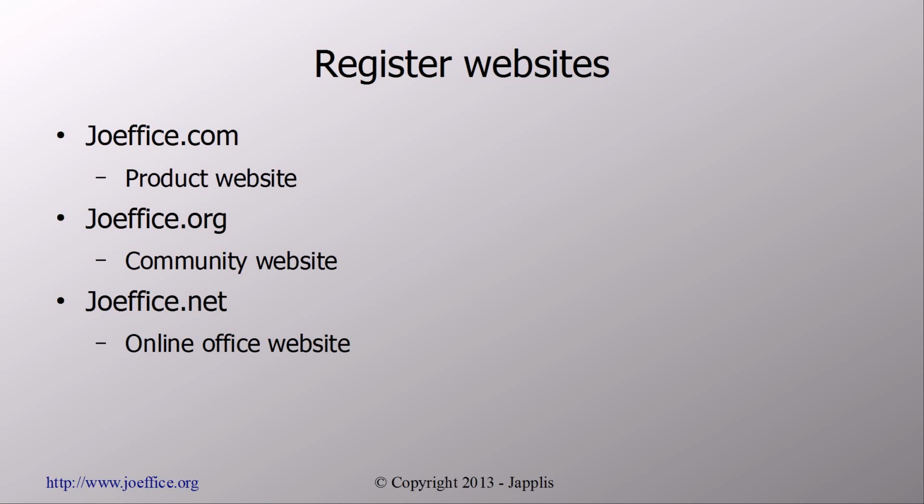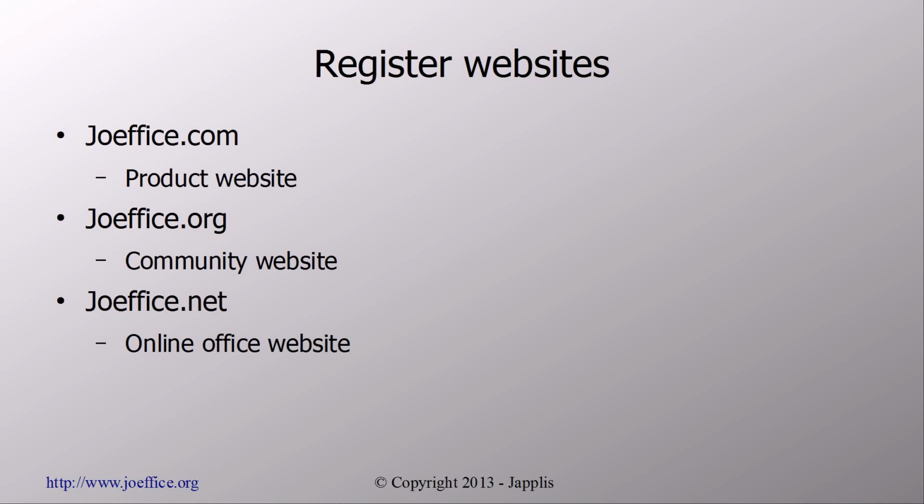So first we need to register the website for it. The name is Joeffice, and I've registered 3 websites. The first one will be joeffice.com, where the product itself will be presented. So it's there that you'll be able to download it, to see the screenshots and everything of a normal product, also the advantages of it.